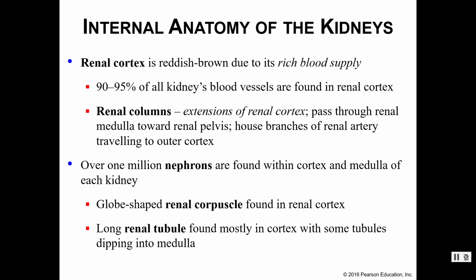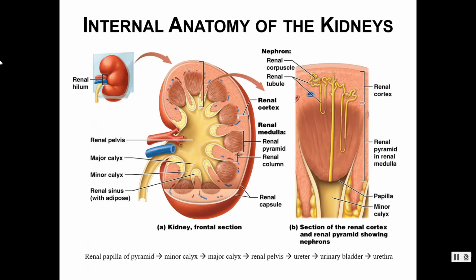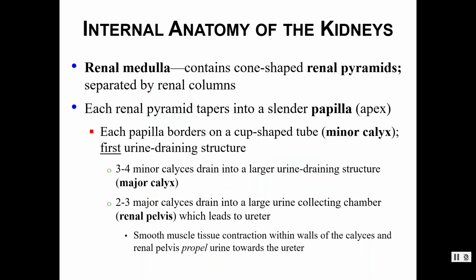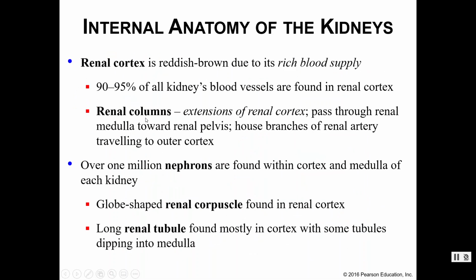Let me see if we've got a picture. Here's our picture. So this outer region is actually a little lighter in color, just to distinguish these regions. This is the cortex, and you can see here we've kind of pushed inwards. These are your renal columns, and you can see you've got all these blood vessels in the cortex. All right, so we did the renal columns.